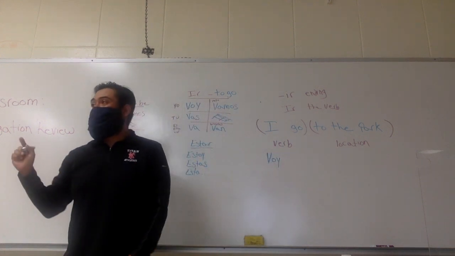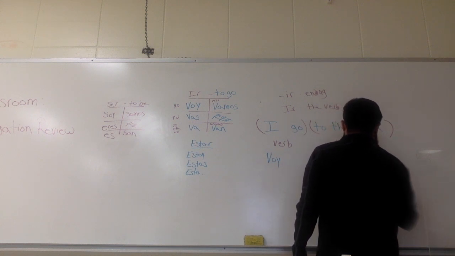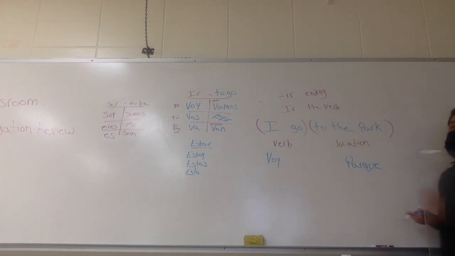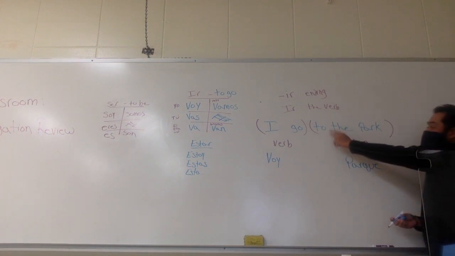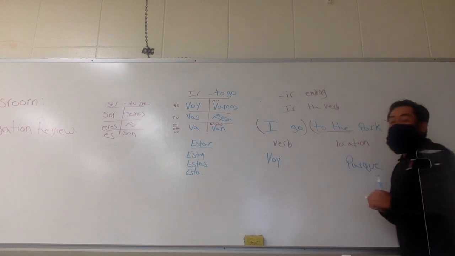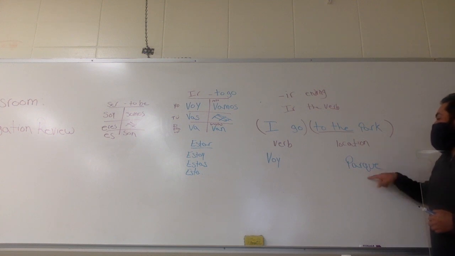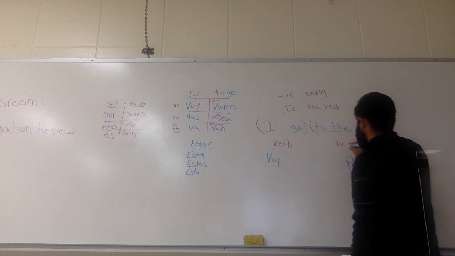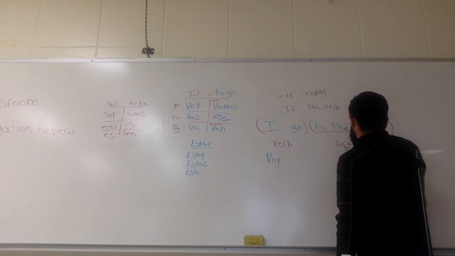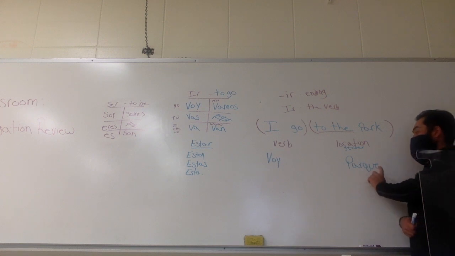Anybody know the word for park? Okay. Parque. P-A-R-Q-U-E. Now, because we're treating it as two different pieces, it's this to the that's crucial. I have two ways to express to the, and it's based on the gender of the location. How do I tell the gender of any noun? A or O. Most of the time it's A or O. If it ends in an A, it's feminine. If it ends in anything else, it's masculine. So parque would be what?